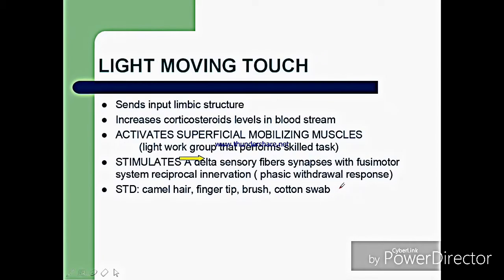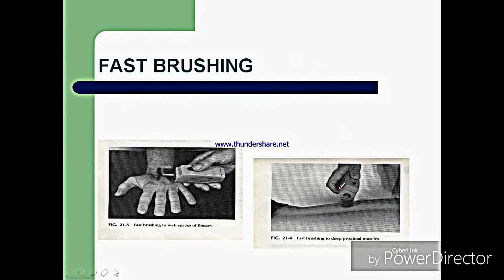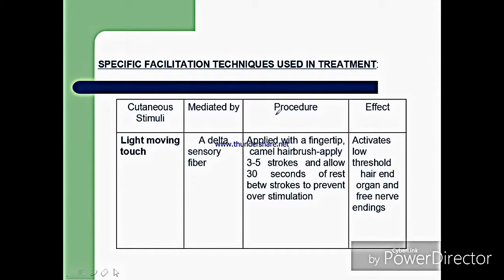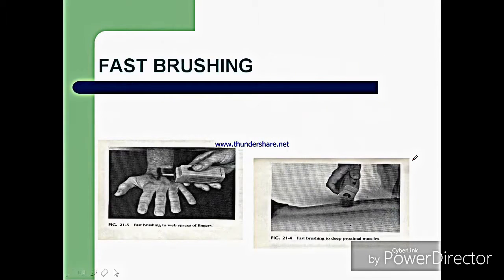First start with the light stroking. It activates the low threshold A delta sensory fibers to activate reflex reciprocal actions of the superficial, phasic or mobilizing muscles. They have a short-lived response and are easily stimulated. Light stroking of the dorsum of the webs of the fingers or toes, or of the palms of the hands or the soles of the feet, elicits a phasic withdrawal motion of the stimulated limb. Repeated use of this stimulation will result in a gross extensor reflex pattern.